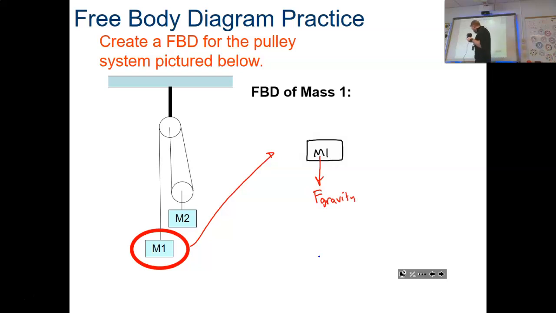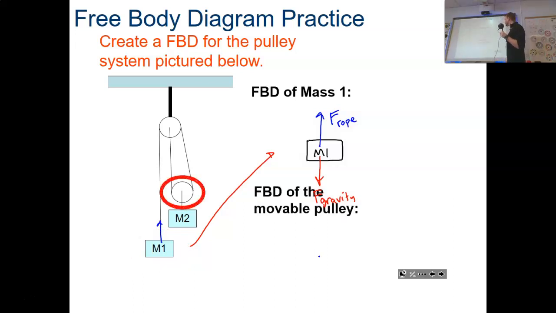And now you'll see that there's a rope right here. And we'll call that the force of the rope. And remember I talked to you about how ropes are always acting in the direction of the rope. And since this rope is pulling straight up, that's the way the force is acting. So here's a free body diagram of mass number 1.